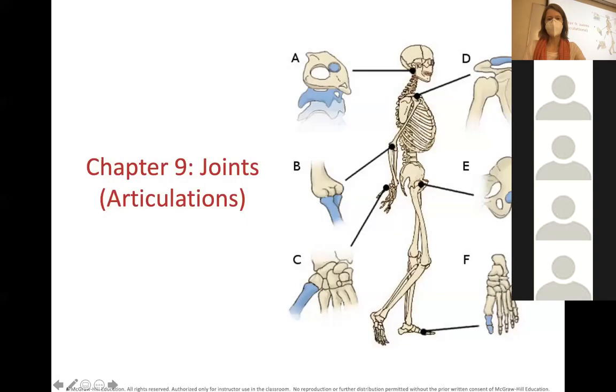So we're starting out here with chapter 9. This is going to be all about the joints between the bones, basically. So the articulations between bones. All right. I think we're ready to go.